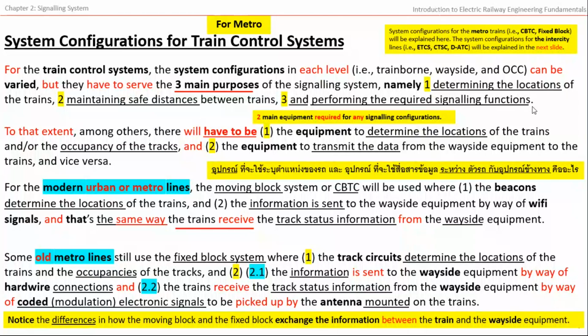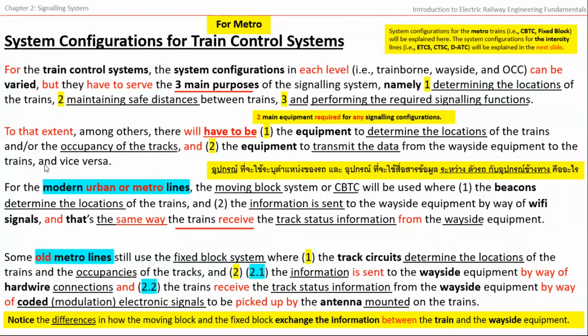To that extent, we will need two main equipment. Two main equipment would be required for any signaling configuration. First, we need an equipment to determine the locations of the trains and all the occupancy of the tracks. And then we need the equipment to transmit data from wayside equipment to the trains and vice versa from the trains to the wayside equipment.